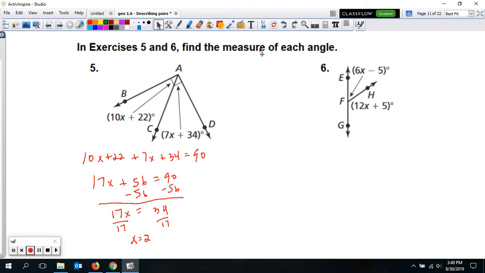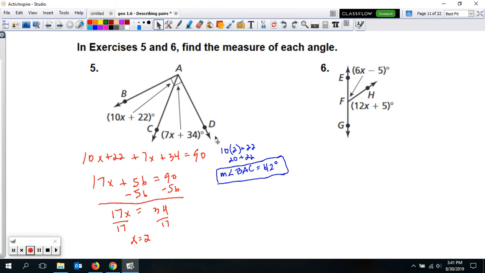So now what we need to do to find the measure of each angle is plug 2 in for x in both expressions here. So 10 times 2 plus 22. That'll be our first one. So that's 20 plus 22, so that angle is 42. So the measure of angle BAC, and that's what you want to say as an answer, measure of angle. Use the M for measure, angle BAC, name it correctly, and then that's 42 degrees. Make sure you put the degree symbol.